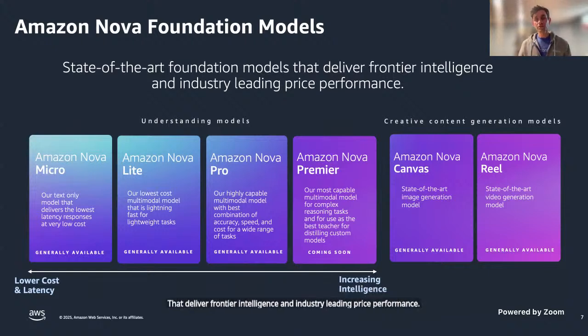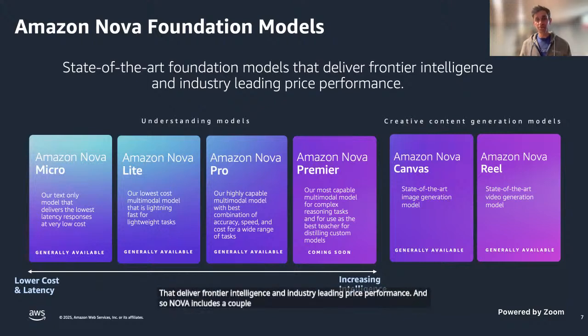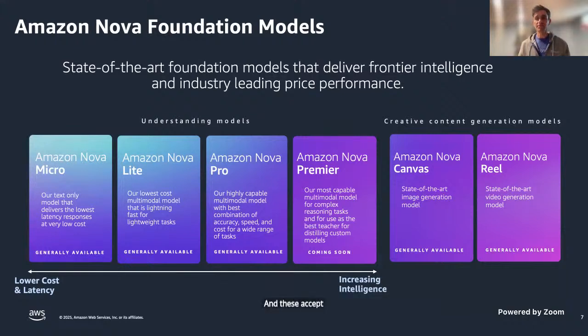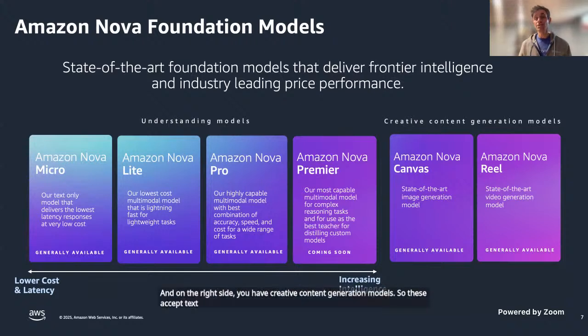And so Nova includes a couple types of models. So there are understanding models, which are the ones on the left, and these accept text and image and video as input, and they generate text as output. And on the right side, you have creative content generation models. So these accept text and image input, and they generate image or video output. And Nova models are available only on Amazon Bedrock.